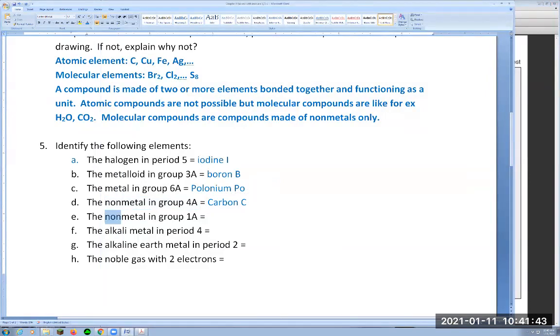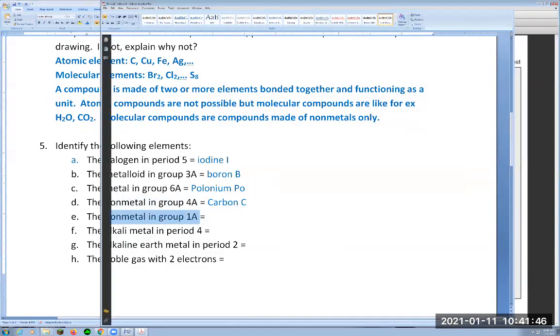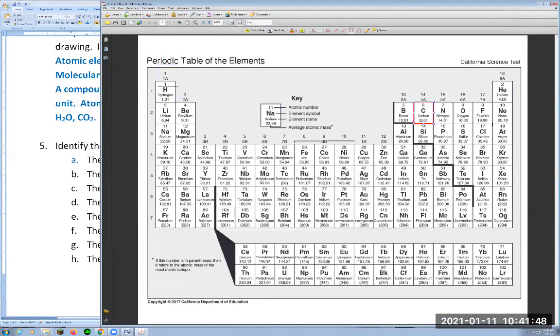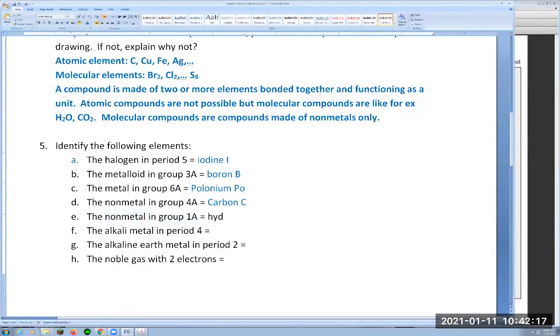Now we are looking for the non-metal in group 1A. So group 1A is here. That's the group where you have hydrogen, lithium, sodium, potassium, rubidium, cesium, francium. This is called the alkali metals, except that hydrogen is an exception. It's not an alkali metal. Hydrogen is the non-metal that is part of group 1A. And that's an exception. All the others are metals except for hydrogen. So hydrogen.